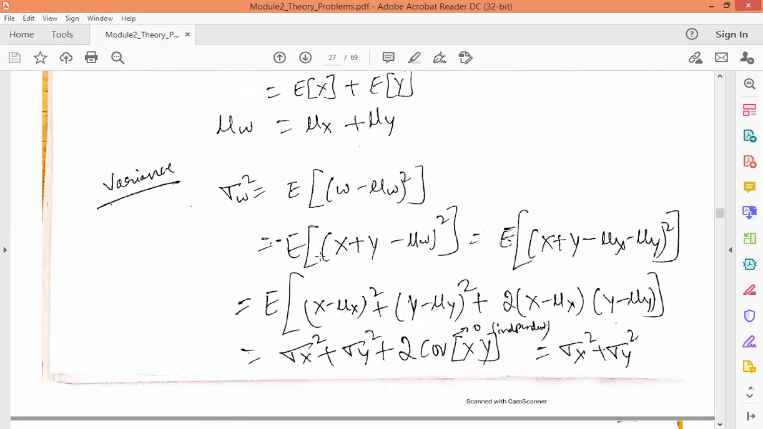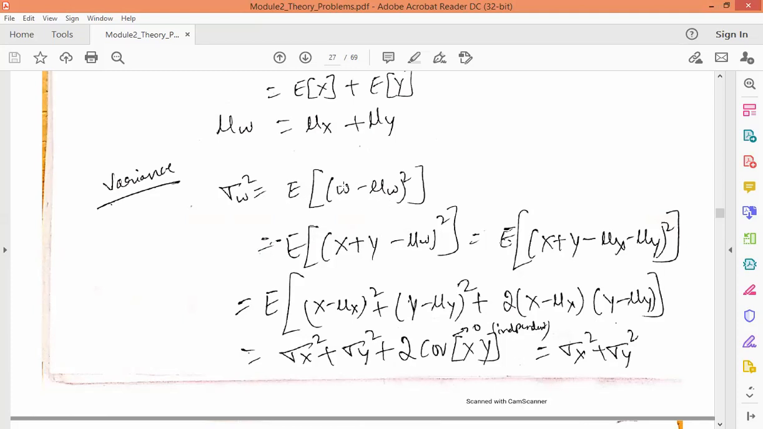So the variance is obtained as sigma W square equal to expectation of W minus mu W whole square. Similarly, sigma X square is equal to expectation of X minus mu X whole square, assuming the mean mu X. So similarly, we have written the equation for sigma W square: sigma W square is equal to expectation of W minus mu W whole square.